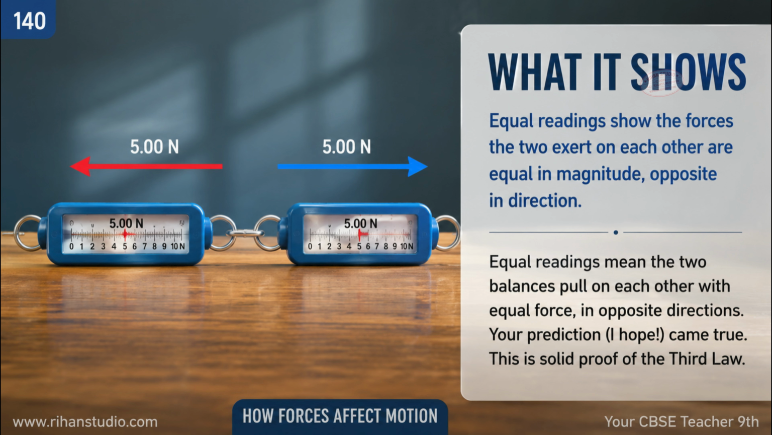What it shows. Equal readings mean the two balances pull on each other with equal force, in opposite directions. Your prediction, I hope, came true. This is solid proof of the third law.